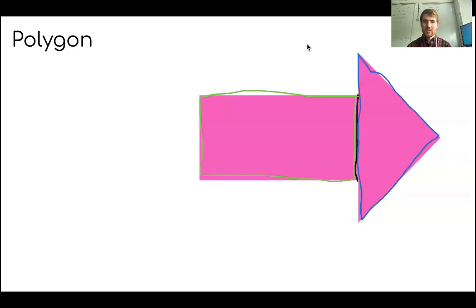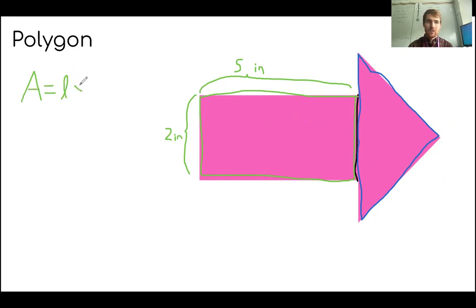So let's find the area of the green rectangle first. So again, sometimes the problem is going to give you these measurements. Other times you're going to need to measure them yourself. Let's say that this is 5 inches and this is 2 inches. Well, we know the area of a rectangle is equal to length times width. So I'm going to use that same strategy here because all this is a rectangle. That's going to be 5 times 2. In other words, 10 inches squared. So we know the area of this piece is 10 inches squared.